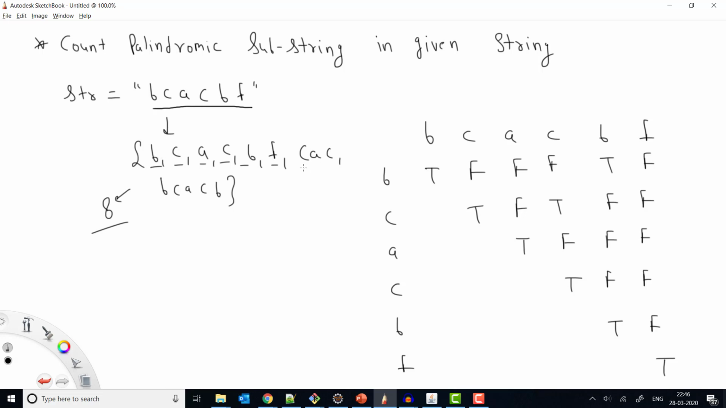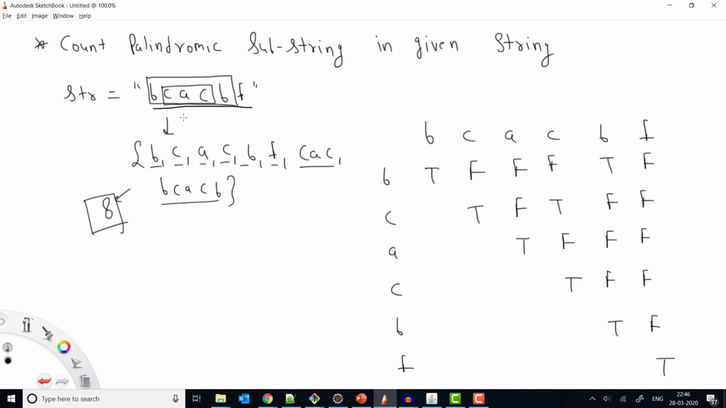Now if you see after that, we have this CAC. CAC is also one of the palindromic substrings, right? Then if you see this one, BCACB, this is also palindromic, right? So we have also written this. So it means there are 8 substrings which are palindromes, right? So my answer should be 8, that in this given string there are 8 substrings which are palindromes.